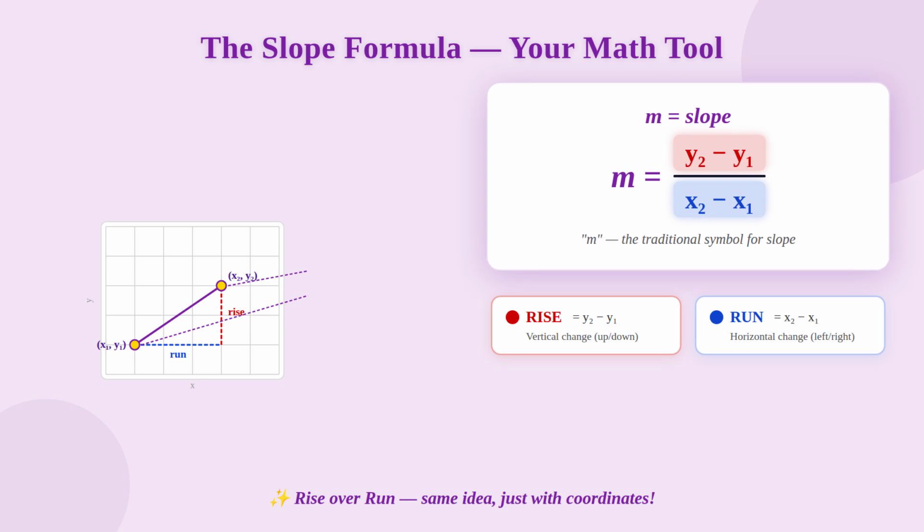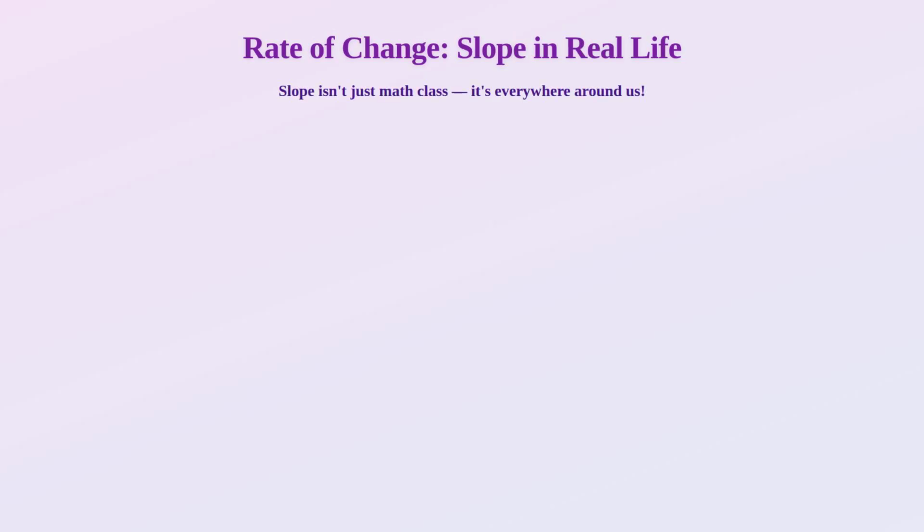Think of it this way. The top of the fraction finds the rise by subtracting the y values, and the bottom finds the run by subtracting the x values. Rise over run. Same idea, just with coordinates.